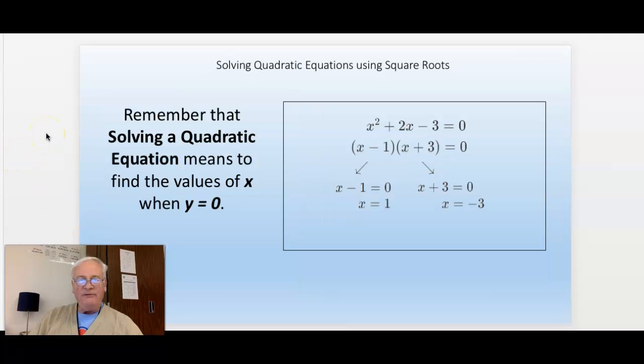Guys, remember that solving a quadratic, what does that mean? It means to find the values of x when y is 0. So we can factor it, set each factor equal to 0, and find what x is when y is 0.